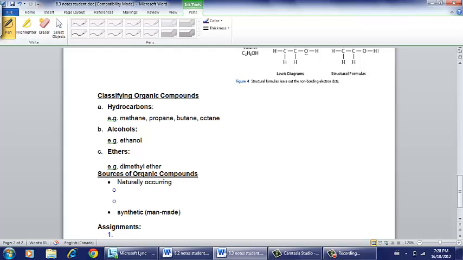Organic compounds are classified into some special groups. One group is hydrocarbons, and as the name suggests, they contain only hydrogen and carbon.